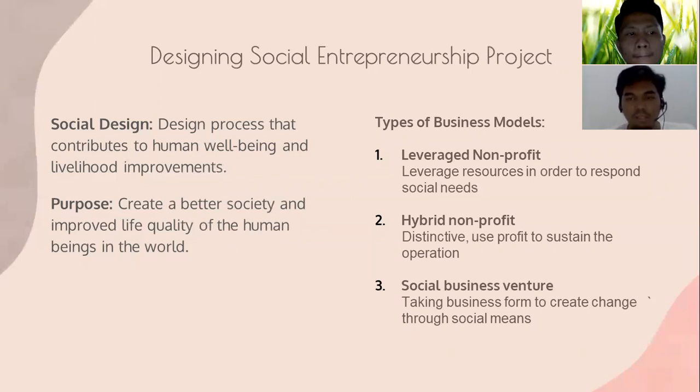The business models of social entrepreneurship have three types. The first one is leveraged non-profit, which leverages resources in order to respond to social needs. The second one is hybrid non-profit. This is a distinctive one and uses profit to sustain the operations of the organization. And the third one is social business venture. This one takes a business form to create change through social means.